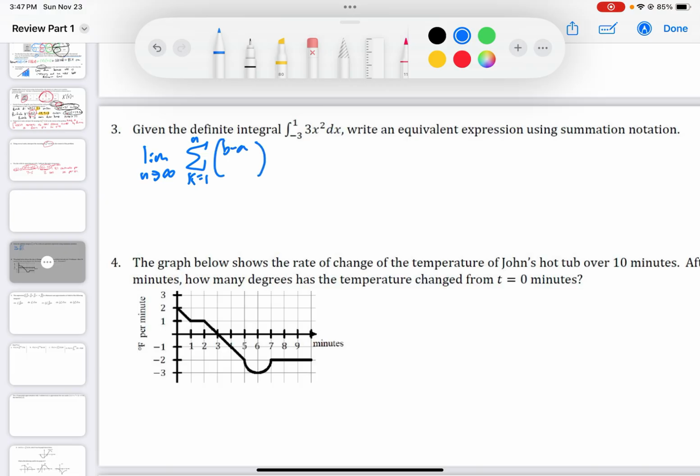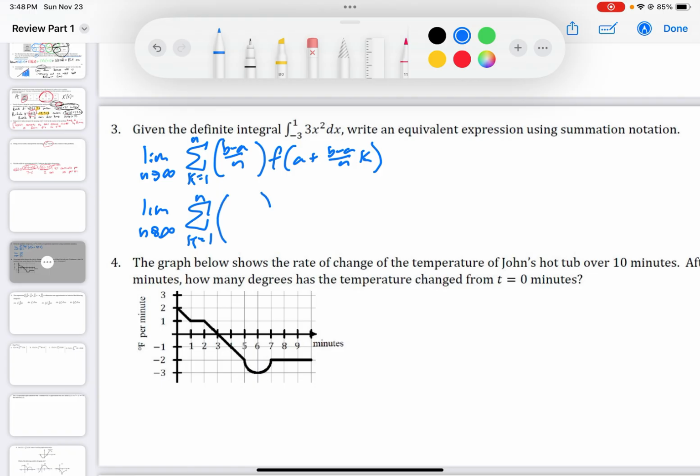This would be b minus a over n. That's the width of each rectangle. And then its function value at a plus b minus a over n k. So I'm going to go from here. The first part would be the limit as n goes to infinity of the summation. Okay, so that part's always the same.